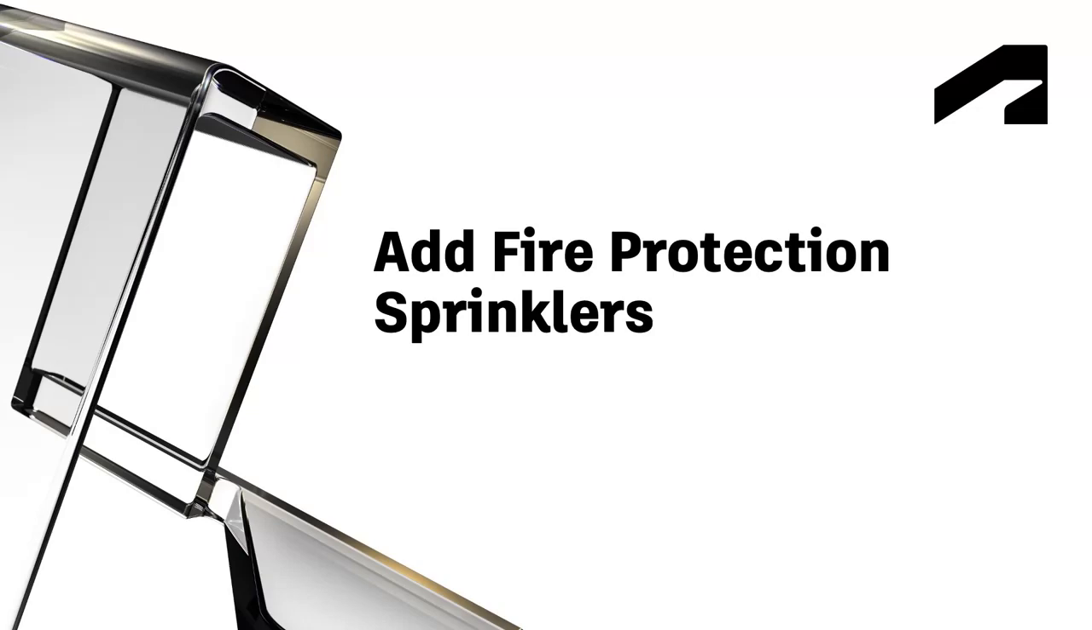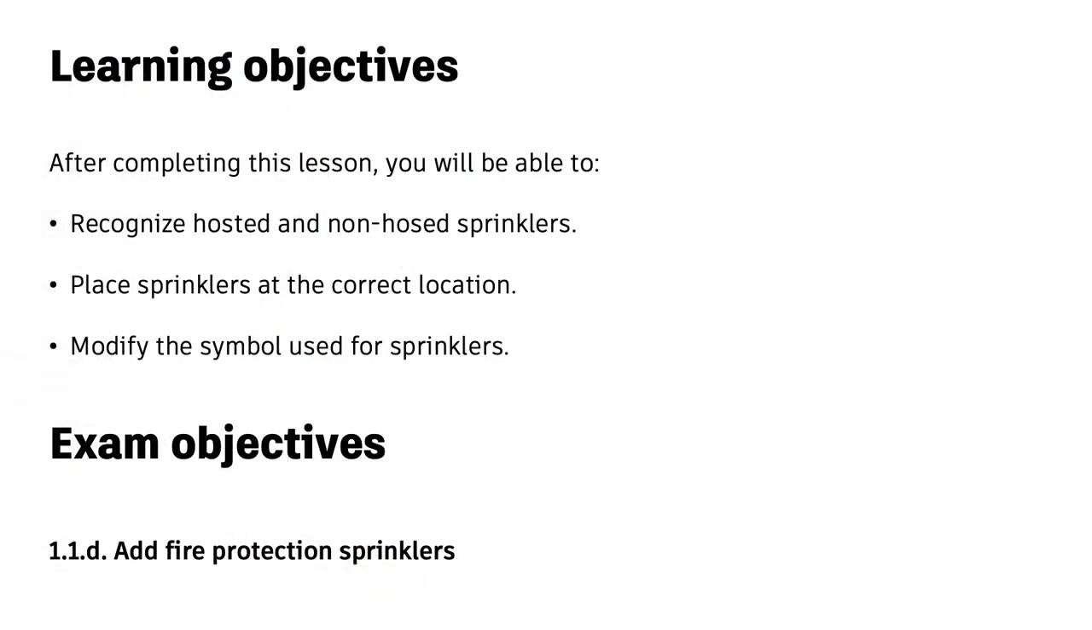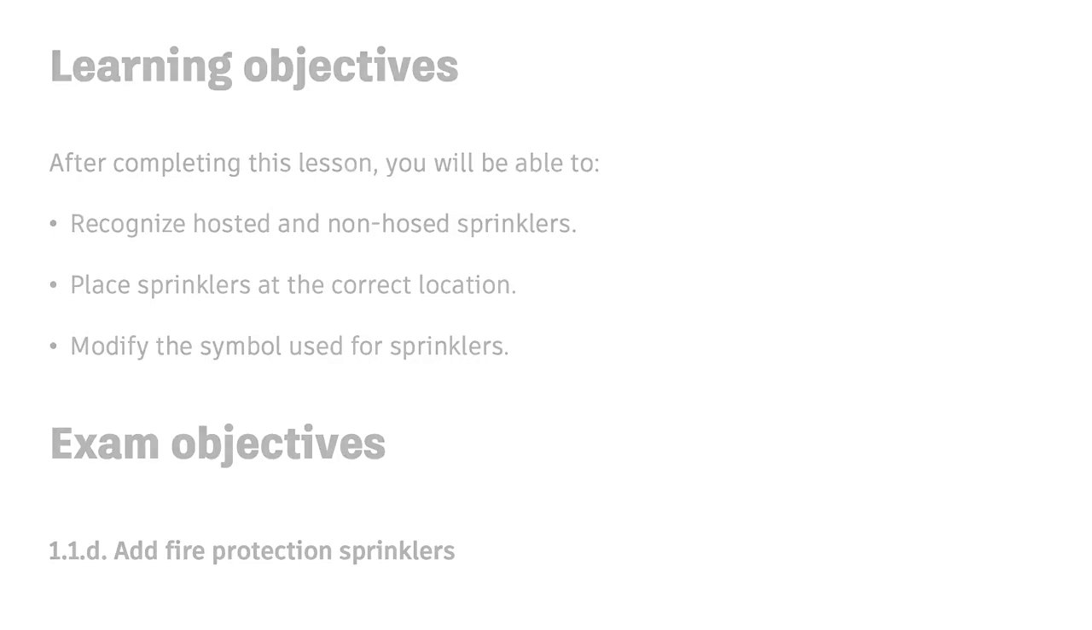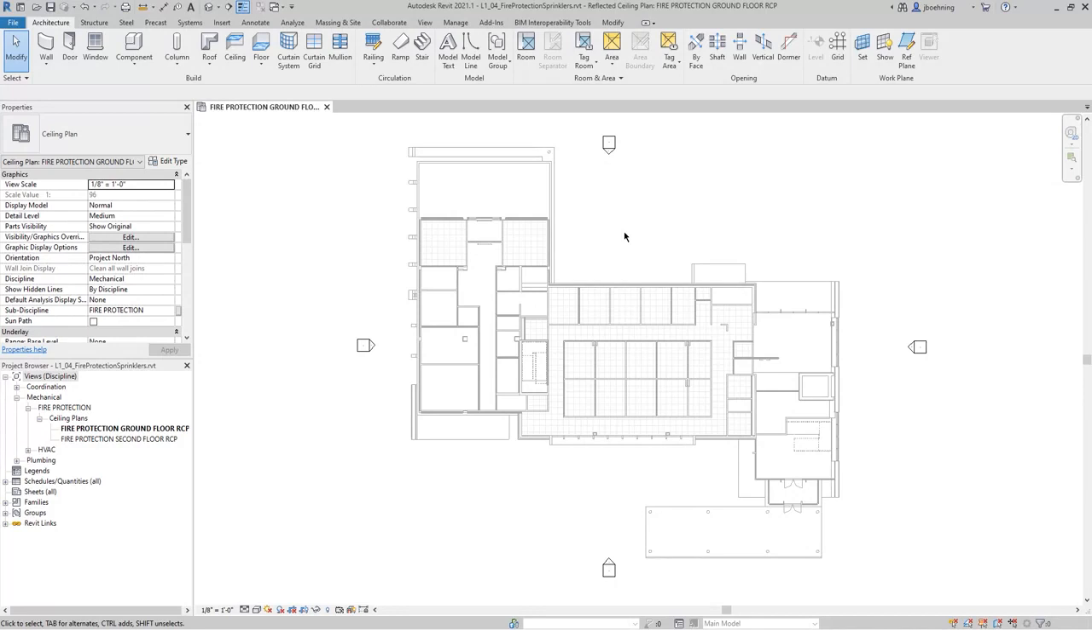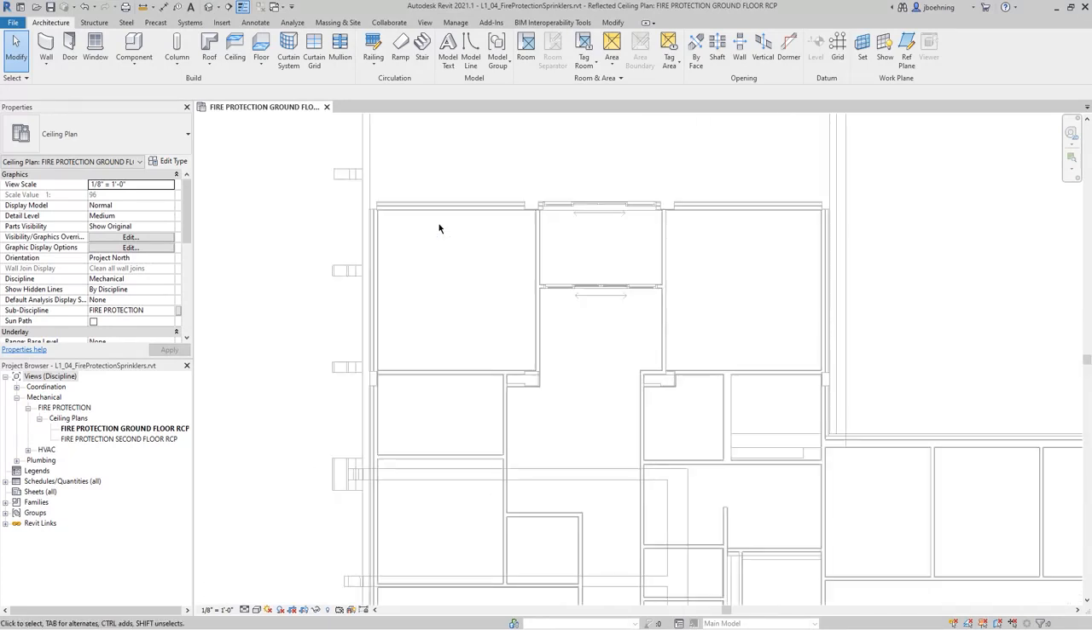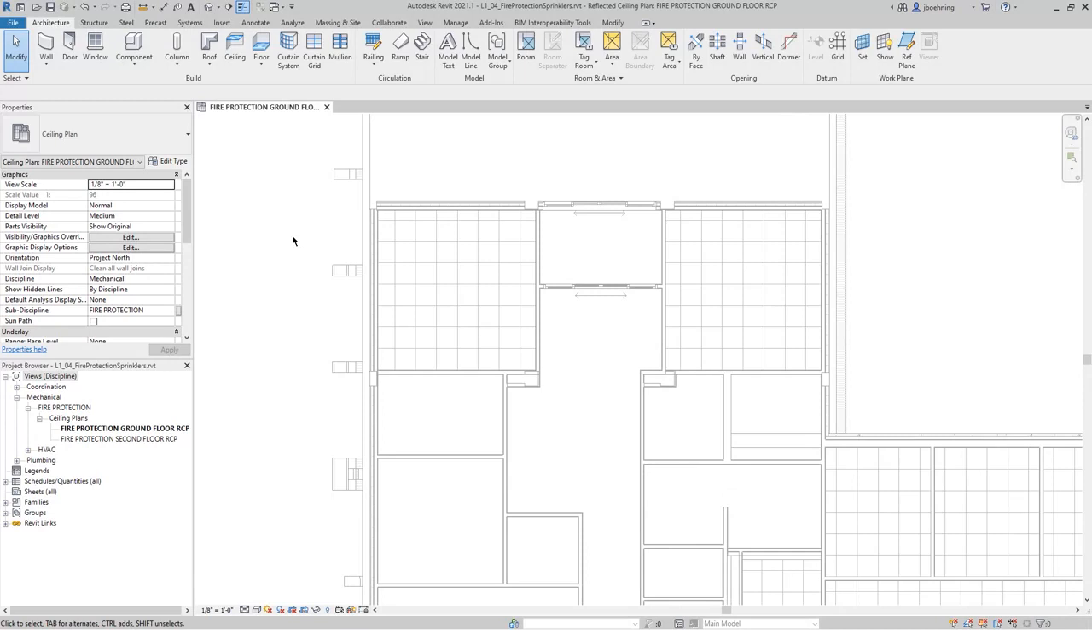In this lesson, we will cover recognizing hosted and non-hosted sprinklers, placing sprinklers at the correct location, and modifying the symbol used for sprinklers. In this model, fire protection sprinklers have not been placed. We're currently looking at a reflected ceiling plan view so that we can see the ceiling grid from the architectural model.